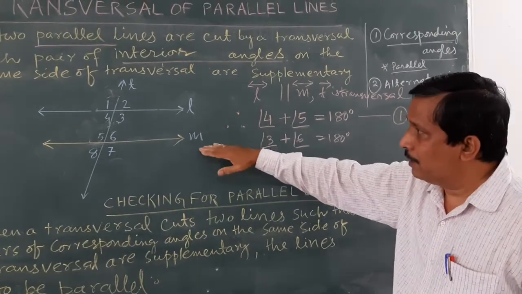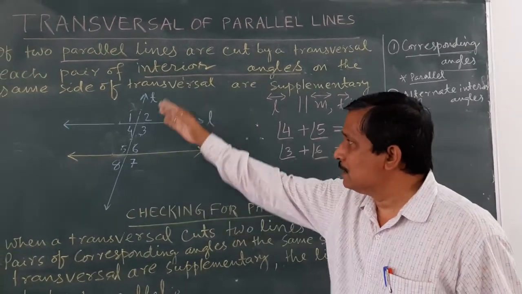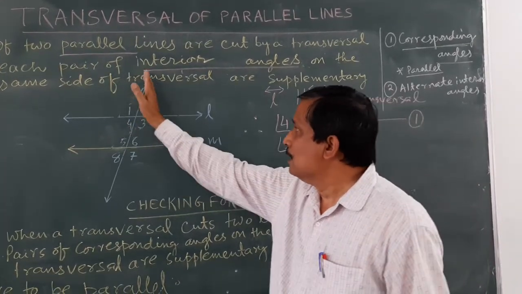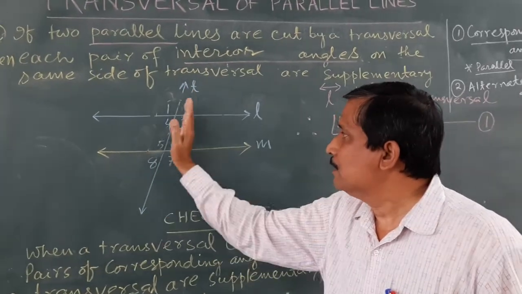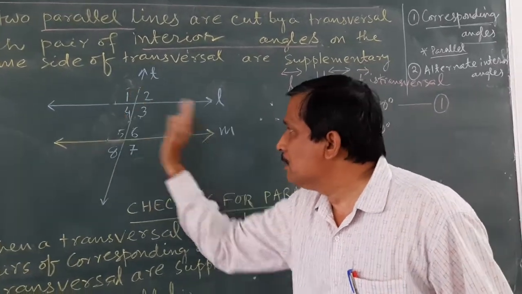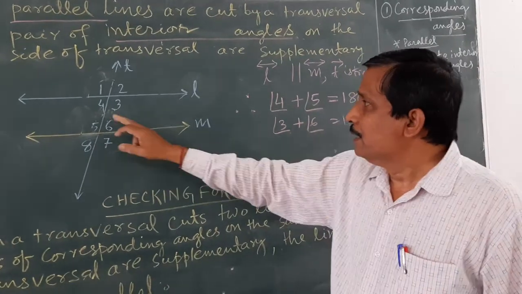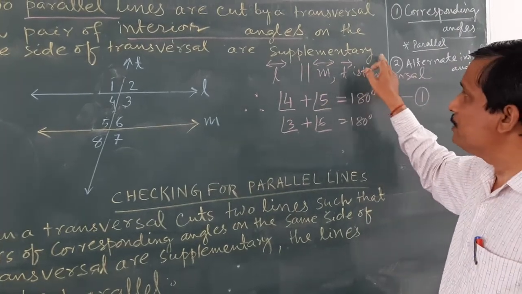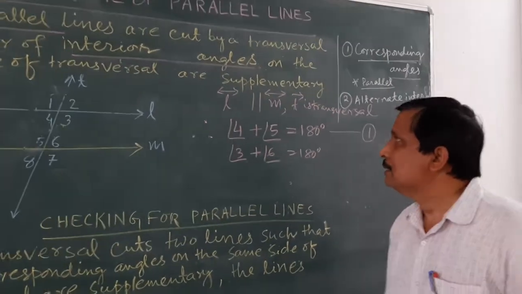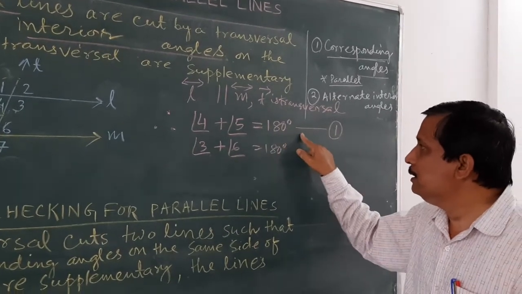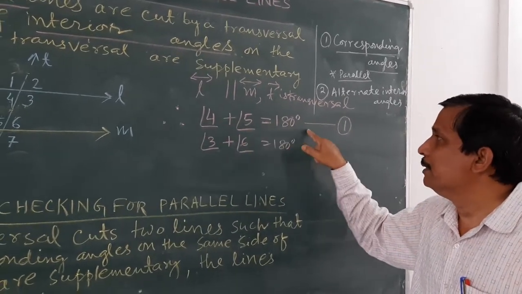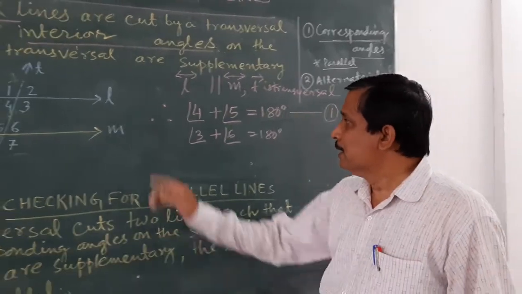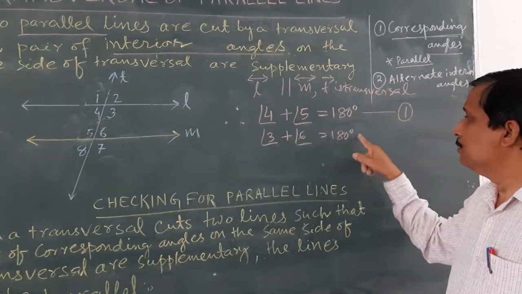If two lines are parallel and cut by a transversal, then the sum of the interior angles on the same side is supplementary. You see here, this is line T, and on this same side are angles 4 and 5, and on this side angles 3 and 6. So angle 4 plus angle 5 is 180 degrees, supplementary. Supplementary means what? If the sum of two angles is equal to 180 degrees, then the angles are said to be supplementary. So angle 4 plus angle 5 is 180 degrees. Similarly, angle 3 plus angle 6 is 180 degrees.